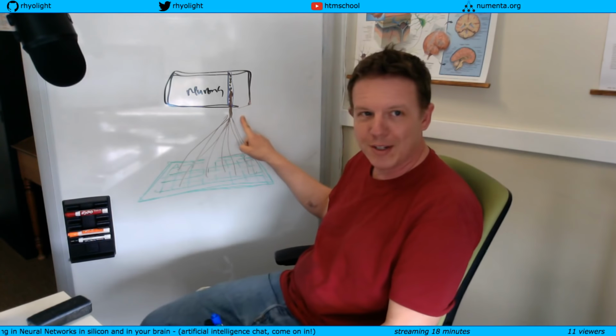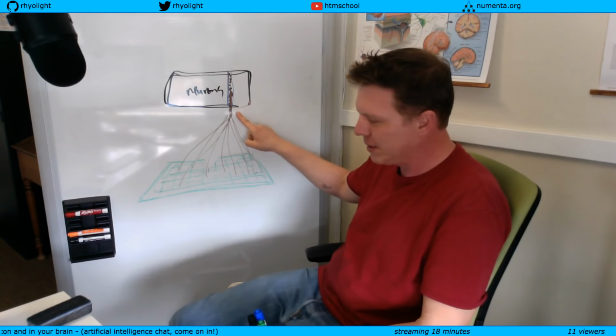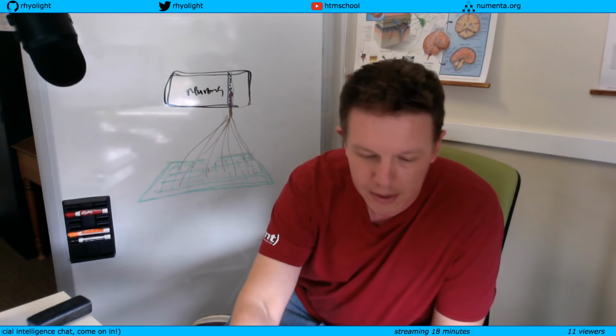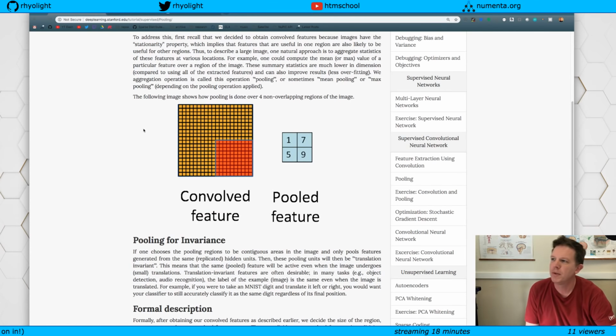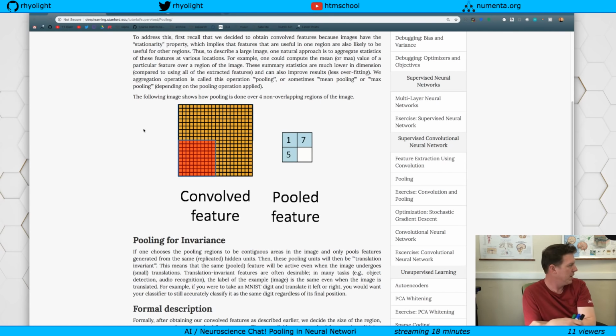Okay, so I'm trying to explain pooling. The tricky thing here is it's a lot easier when you think about the convolution, because it's really simple to think, oh, I've got this unit and it just maps onto this block of the input.